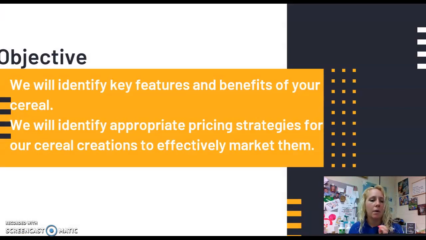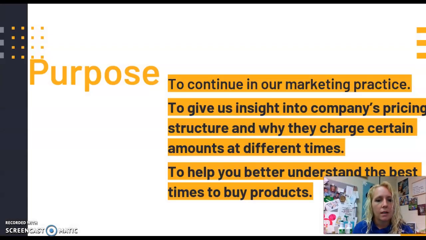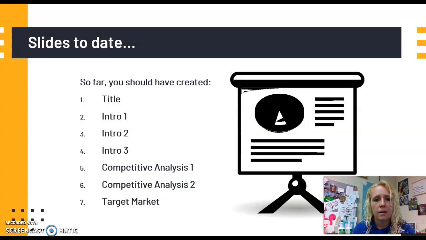Our objectives today, we are going to identify some key traits and characteristics, benefits of our cereal. We're also going to identify the appropriate pricing strategies for our cereal creations to effectively market them. Why are we doing this? Number one, to continue in our marketing practice. Number two, to give us insight into companies' pricing structure and why they charge a certain amount at different times. And number three, to help you better understand the best times to buy products.